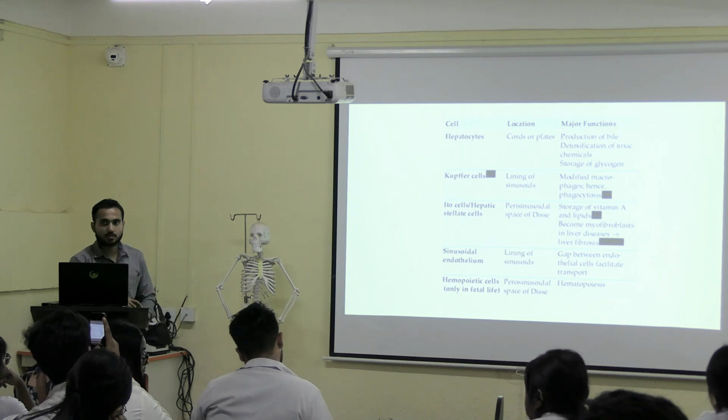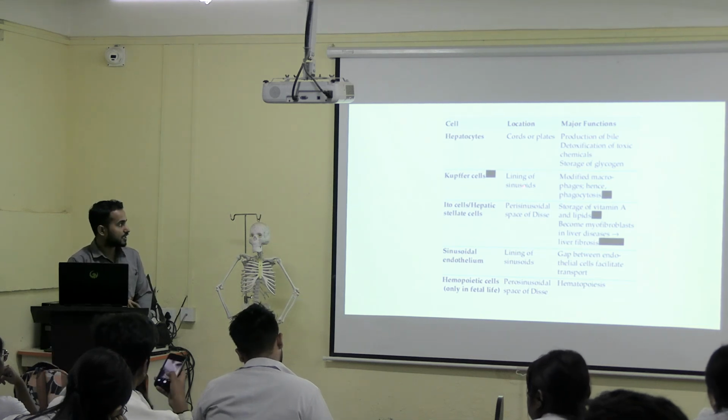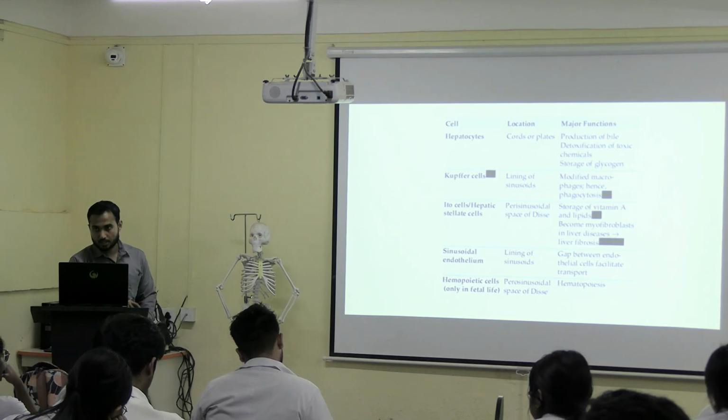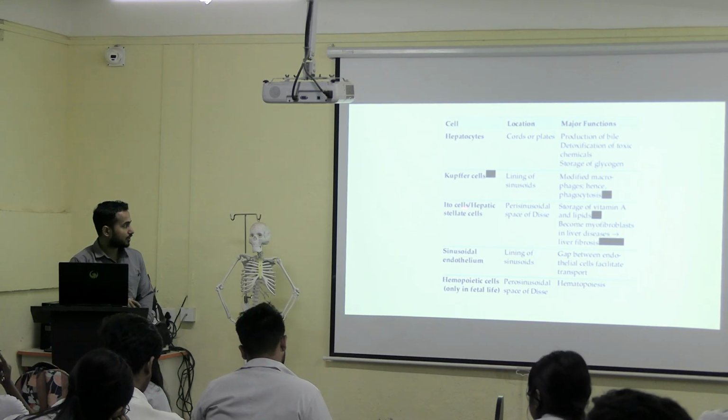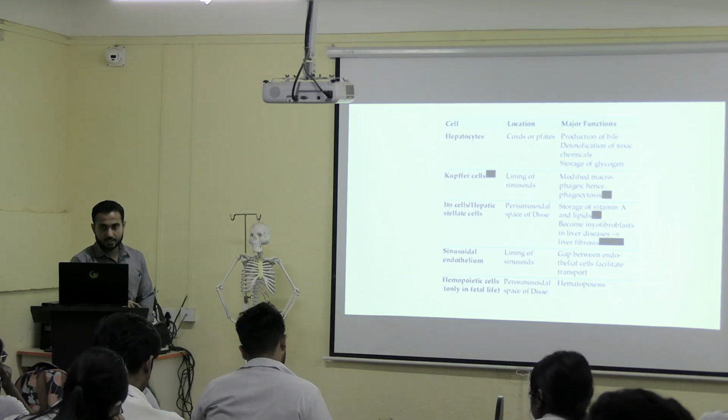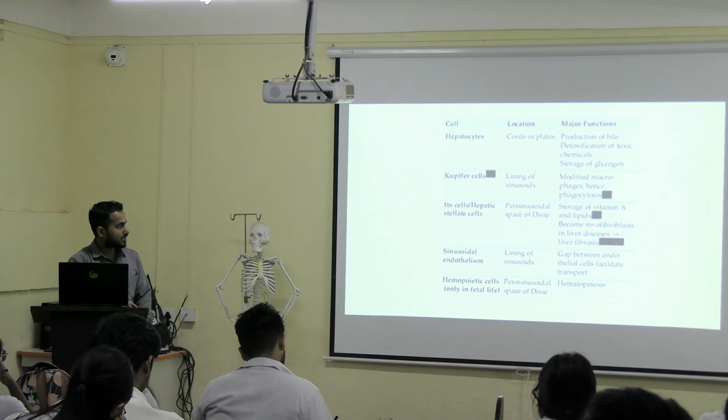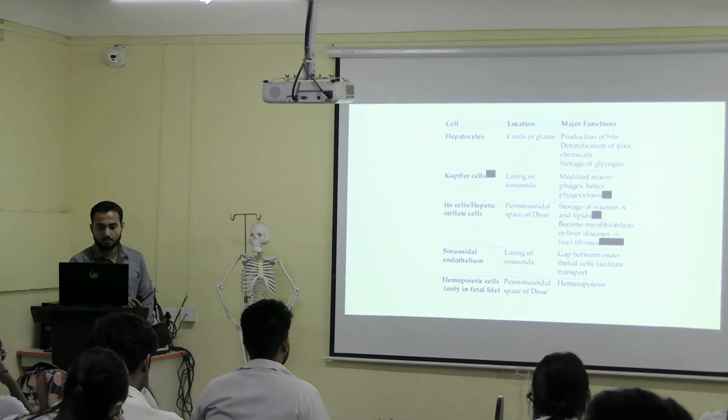Next, Kupffer cells. They are mainly present along with the sinusoids. Phagocytic action is the main function of the Kupffer cells. Next, Ito cells, also called hepatic stellate cells. They have a star-like appearance. Where are they present? They are present in the space of Disse. इसका function क्या है? Storage of vitamin A and lipids. Sometimes they become myofibroblasts in various liver diseases, for example, liver fibrosis.